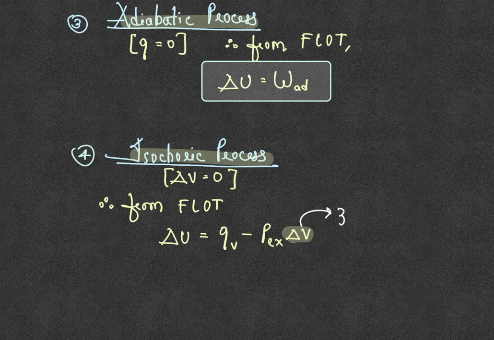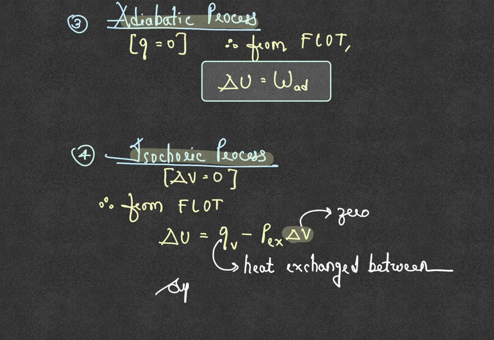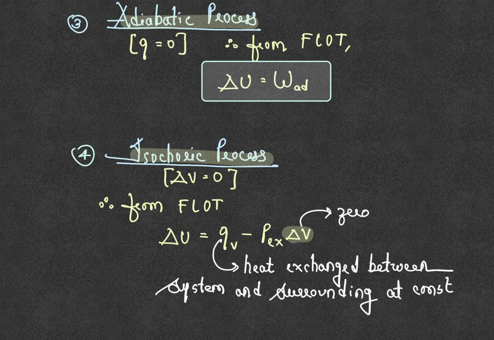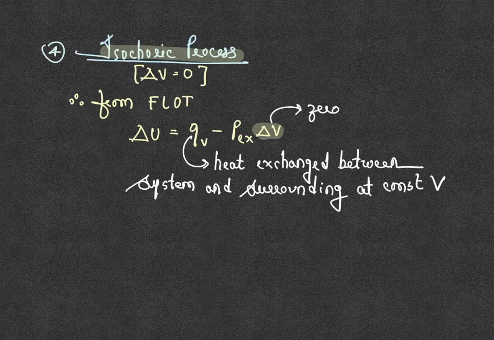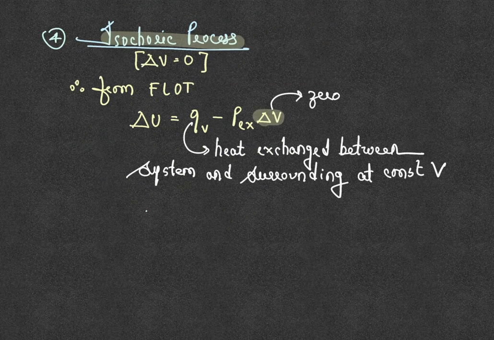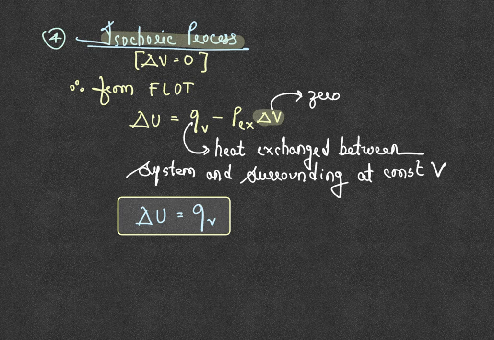Delta U is equal to QV, and QV is heat exchanged between system and surroundings at constant volume. Therefore, we arrive at one very important thing, QV, and this is how we define delta U.